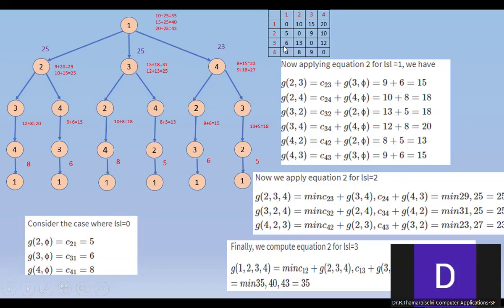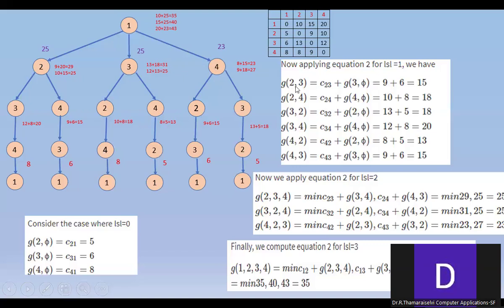And C31, cost is 6. And C41, cost is 8. Okay, you have to write 5, 6, 8 for the case where the length of S is equal to 0. Then you have to apply for length of S equal to 1, where we have 2 comma 3, then 2 comma 4, then 3 comma 2, 3 comma 4, 4 comma 2, 4 comma 3. So you have to find the cost.